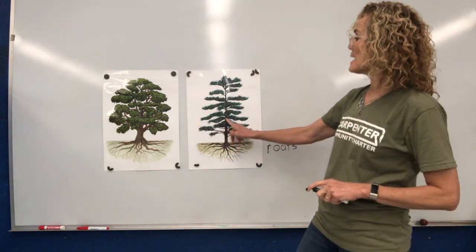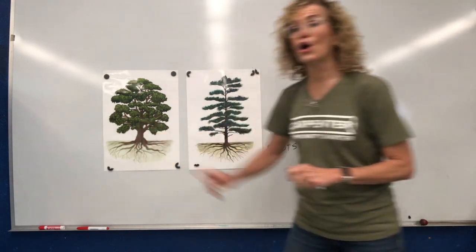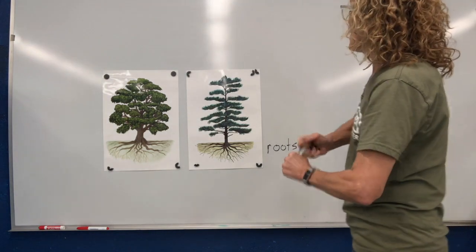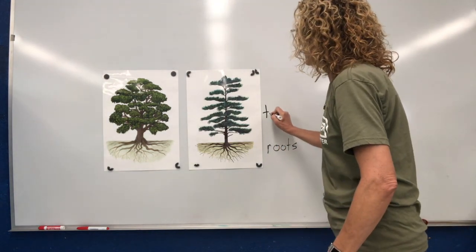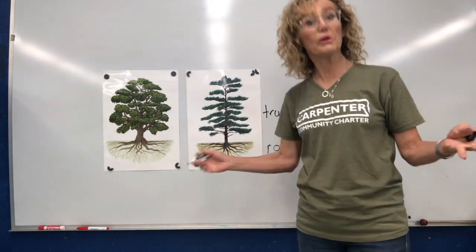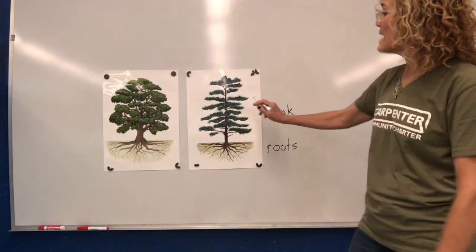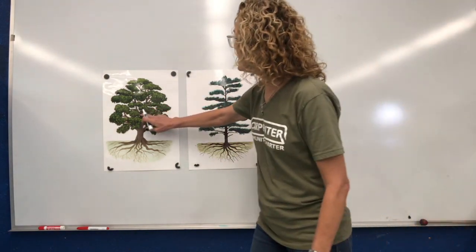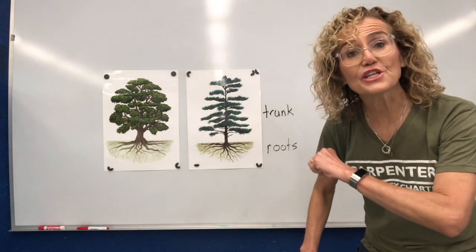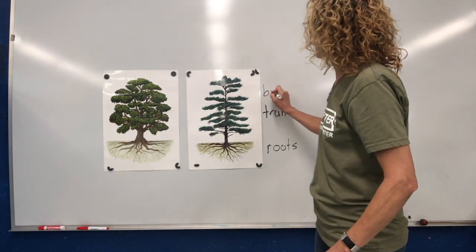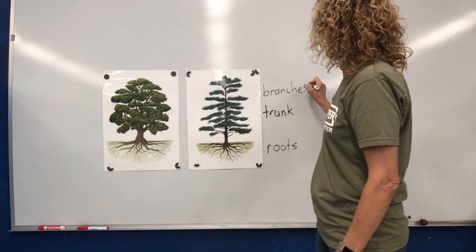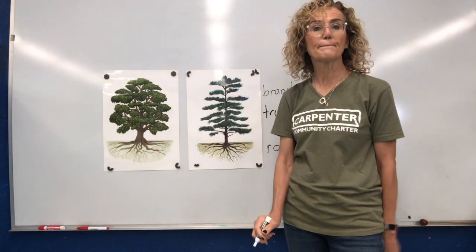Now, this main part of the tree is called the trunk. You're right, it's the trunk. And the trunk is also the stem of the plant. It's just a really big stem. Now, off of the main trunk are branches. You're right, branches. And branches are like the arms of the tree that come off of the main trunk.